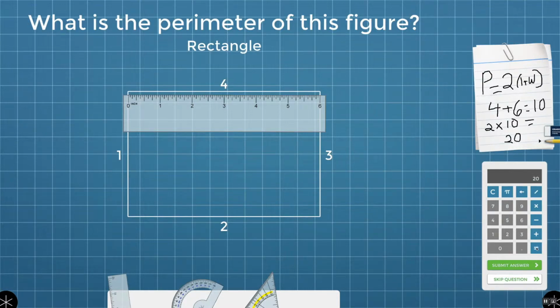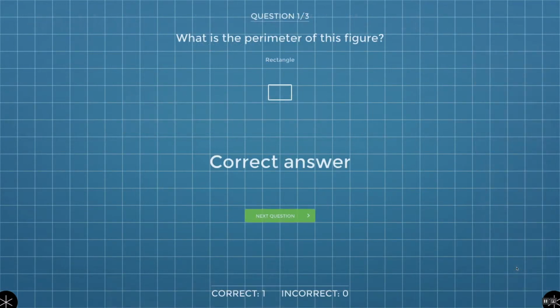After the Submit Answer button is pressed, a feedback screen shows whether the answer is correct or incorrect. Progress is displayed at the top of the screen, showing how many questions have been answered, and just below that, the question text and the figure. If the response is correct, the student can advance to the next question. At the bottom of the screen, the number of correct and incorrect answers is displayed.